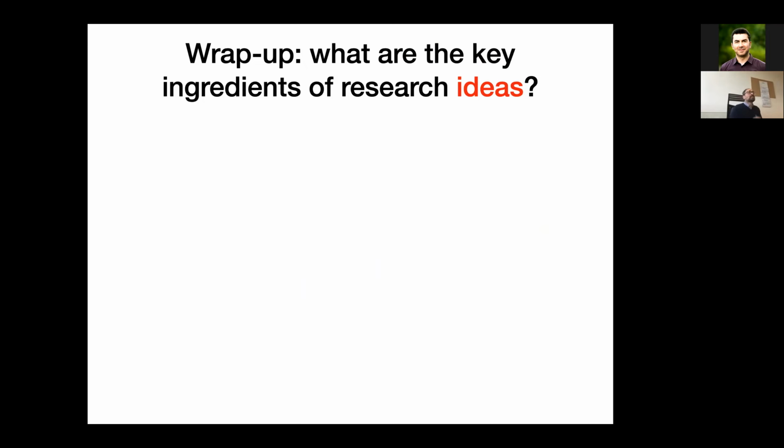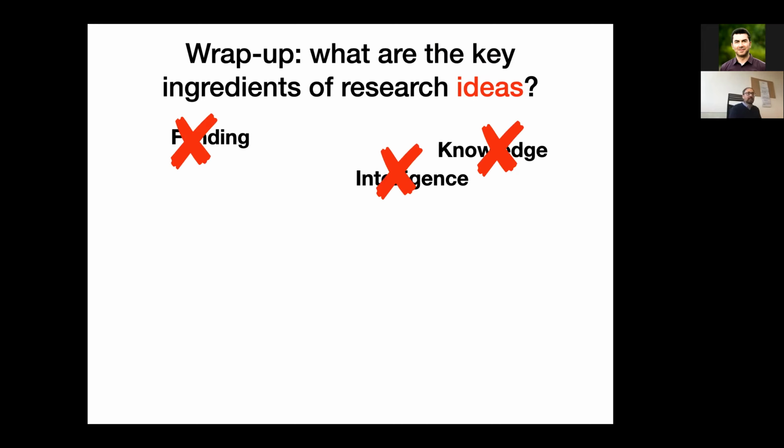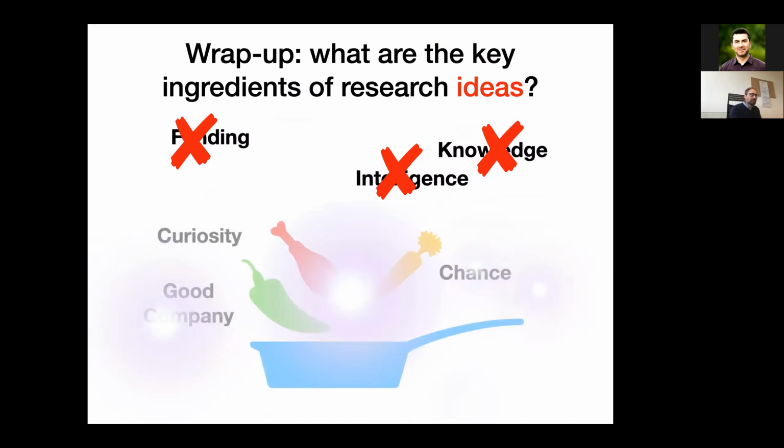So what are the key ingredients of research ideas? Can you say funding, knowledge, or intelligence? Well, I never had funding, just for doing the trip to the United States, but no large funding, and knowledge is limited. Intelligence, of course, is limited too, because I couldn't understand the paper about Word2Vec. So you can understand that the key ingredients are actually different.